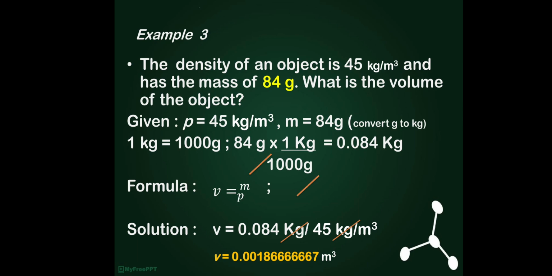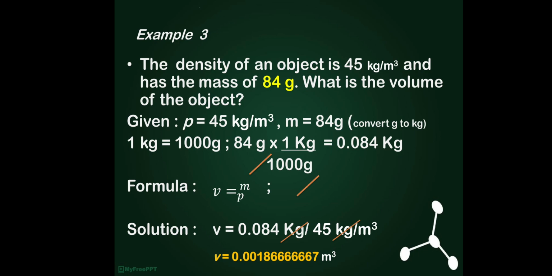But before that, cancel the same unit as I've said. So from multiplication, 84 gram times 1 kilogram is 84 divided by 1,000. We have 0.084 kilograms since we've already canceled the same unit. So our mass here is now not 84 gram. We converted it to kilogram, so it makes 0.084 kilogram.